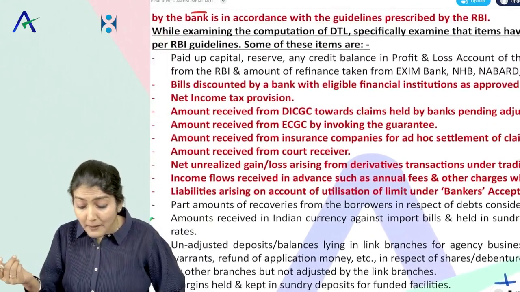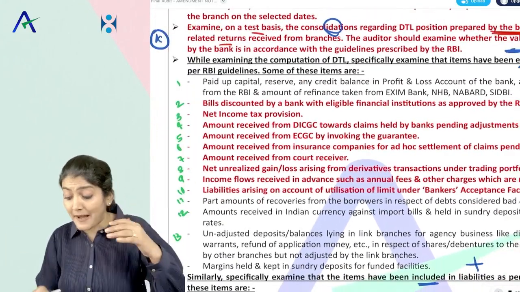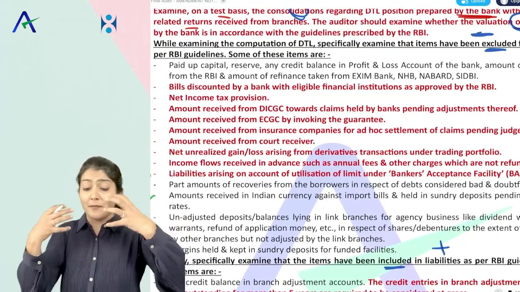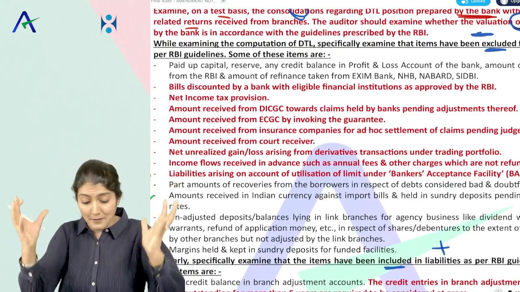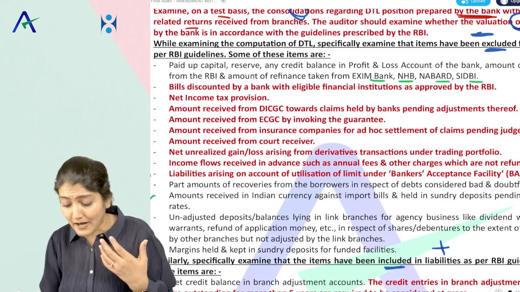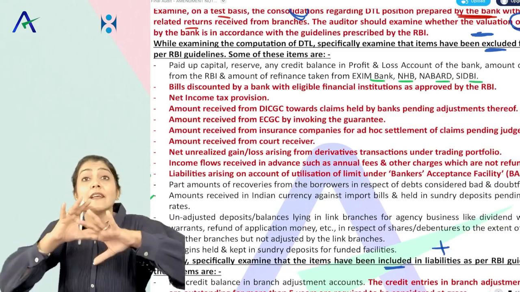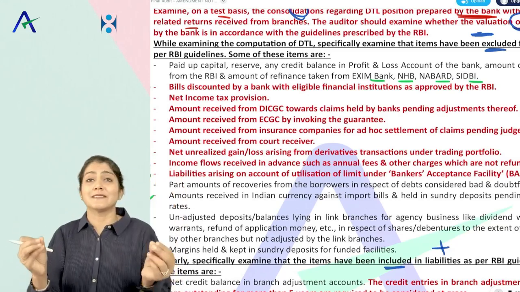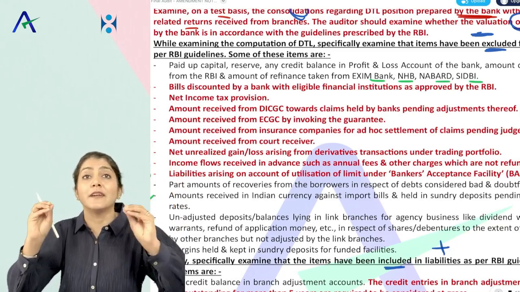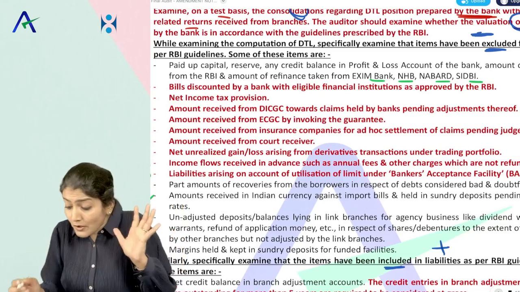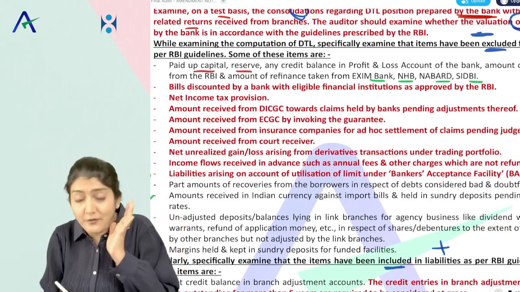What does it say? Paid up capital, reserve, any credit balance in the profit and loss account of the bank, amount of any loan taken from the RBI, because that is your central bank, and amount of refinance taken from the Exim Bank, NHB, NABARD, and the SIDBI. What does it say? This is not your liability. This is not to be considered while doing the computation of the DTL. What does it say? Paid up capital, reserve. Then you can't read only the first few words over there.